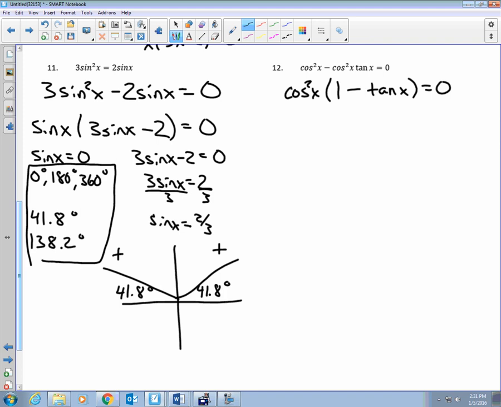Think if we were to distribute the cosine squared through, what's cosine squared times 1? Cosine squared. And cosine squared times tangent? Cosine squared tangent. So as we distribute it back through, that's what we would get.